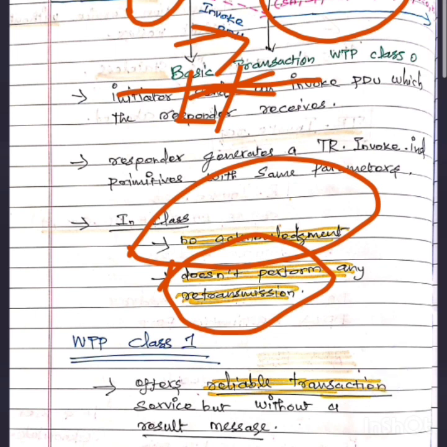Next, we see the wireless transaction protocol class 1 type. Class 1 means it provides reliable transaction service but without result messages. Underline the words without results, but it provides reliable service. Reliable means if you send any request, you can expect acknowledgments. That's the main thing. On the initiator side, you know very well about the C values. C value equal to 1 means we are using class 1 type of wireless transaction protocol here.